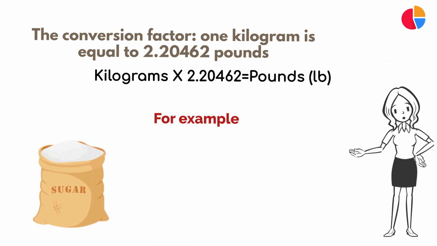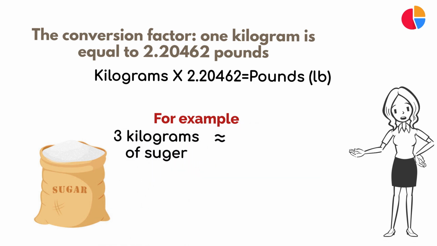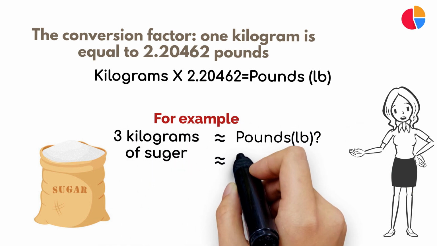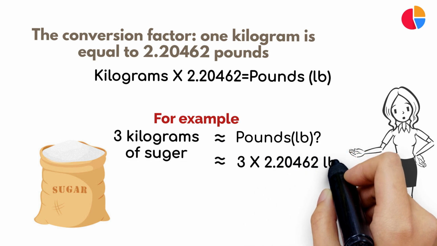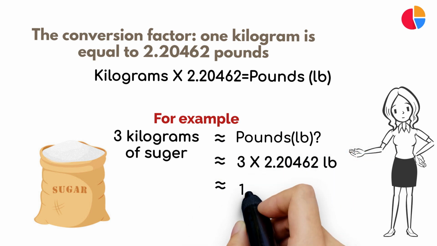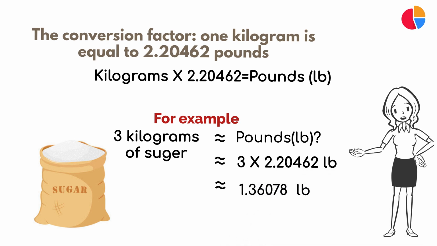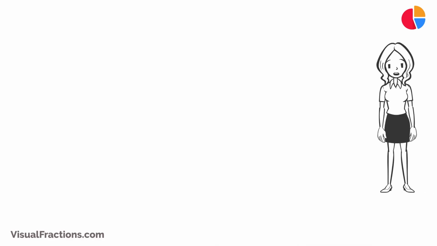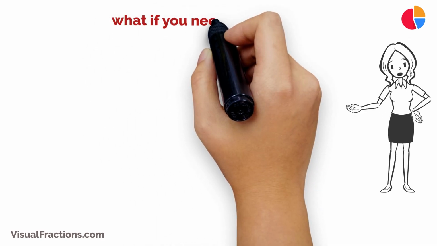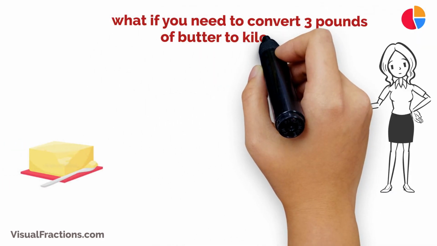Say you have 3 kilograms of sugar that you need to convert to pounds. We start by multiplying 3 by the conversion factor of 2.20462. This gives us approximately 6.61386 pounds, and that's it, we're done. 3 kilograms of sugar is equal to approximately 6.61386 pounds.